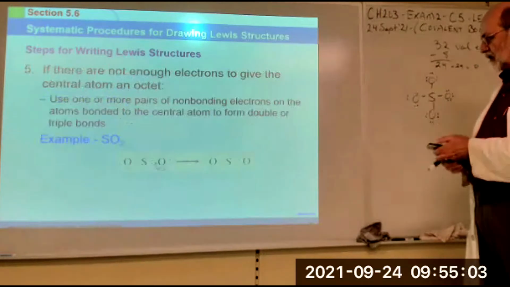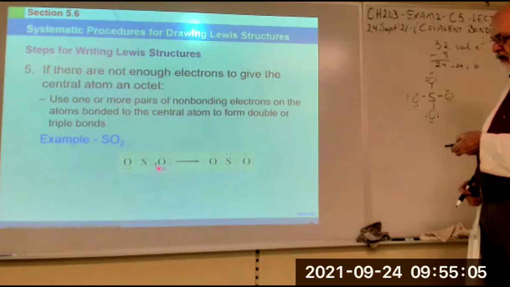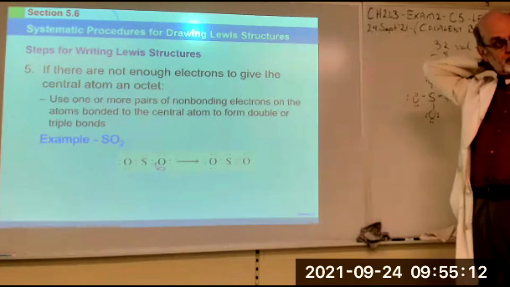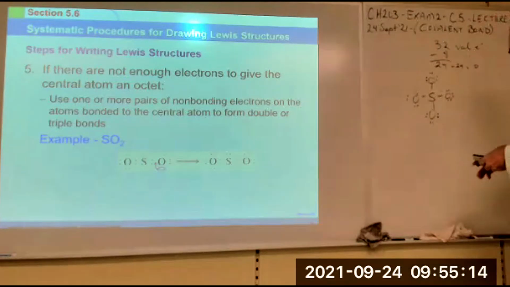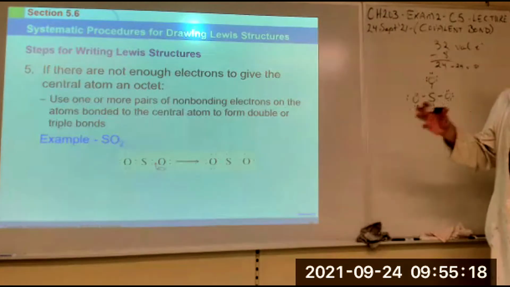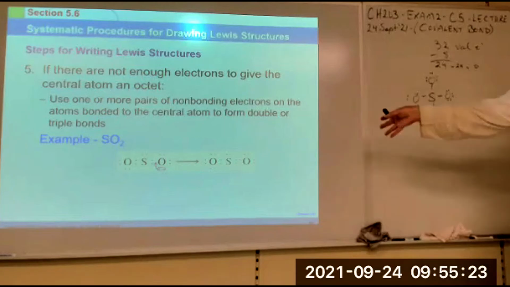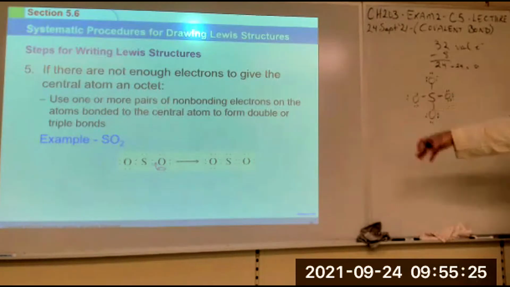And that's what this next slide does. We take 2 of those and put them over here into a double bond. So now we have a single bond on that side and a double bond on that side. Okay? So that's what we call a valid Lewis dot structure. But that's not the only one. There could be others. Right?